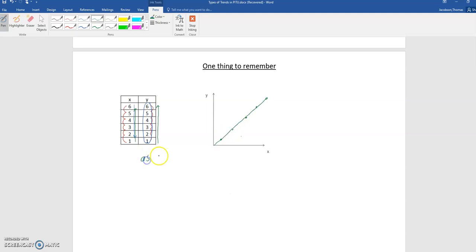and you would write as x increases, y also increases. Or you could say as x decreases, y decreases. Both of those would be perfectly fine. That is about it. Thank you very much.